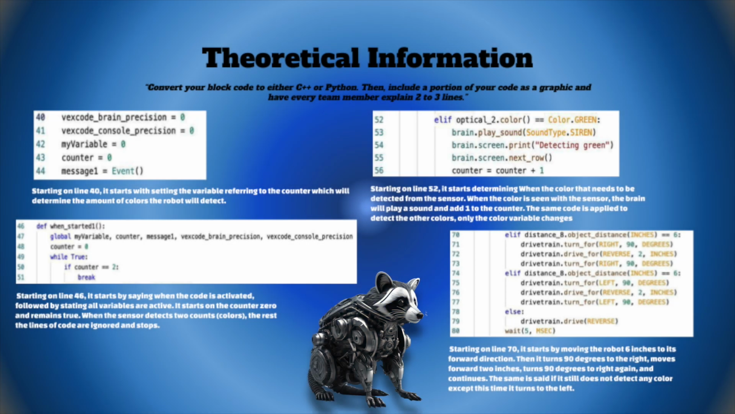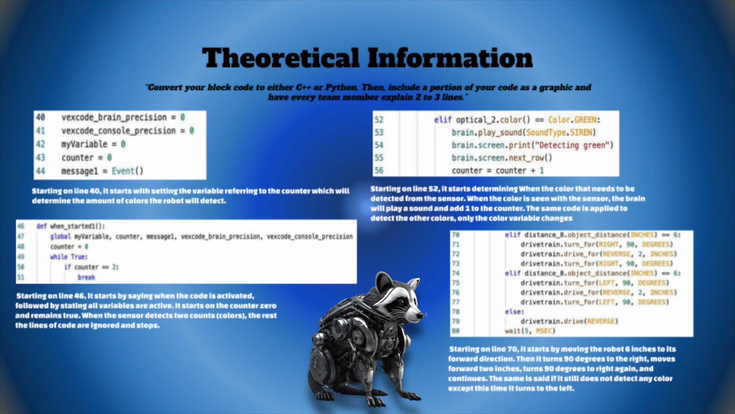Theoretical information. In this slide, we describe our code in detail. Starting on line 40, it starts with setting the variable referring to that as a counter, which will determine the amount of colors the robot will detect. Starting on line 46, it starts by saying when the code is activated, followed by stating all variables are active. It starts on the counter 0 and remains true. When the sensor detects 2 counts, colors, the rest of the lines of code are ignored and stopped.